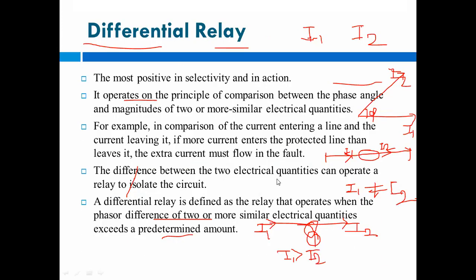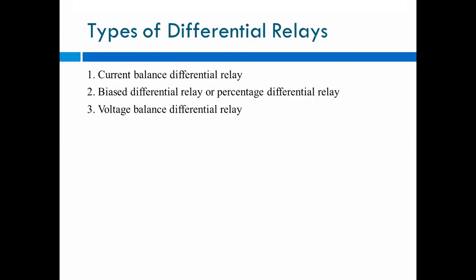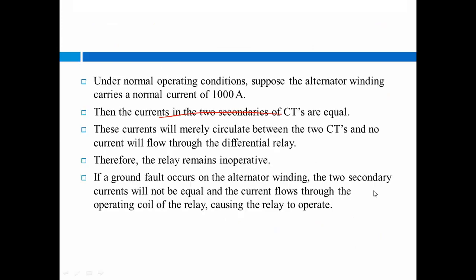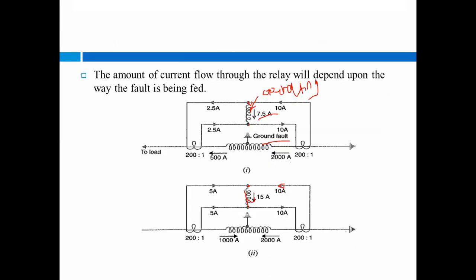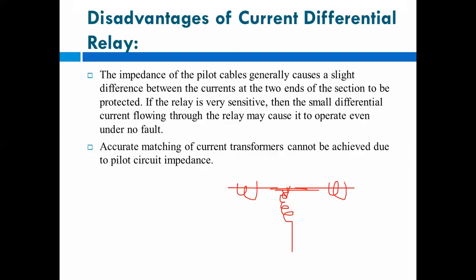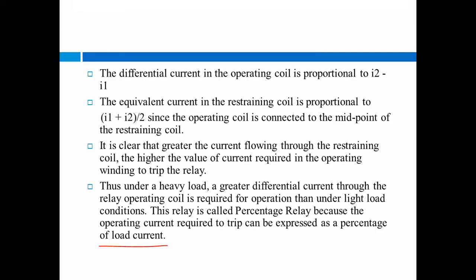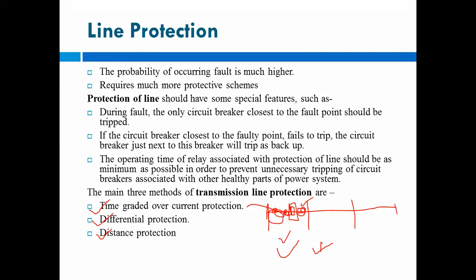Then differential relays. Differential relays means that when a difference of current or voltage flows through the coil of the relay, then the relay will operate. That is nothing but the differential relay. You can use this differential protection for the protection of different equipment. These are the differential relays.